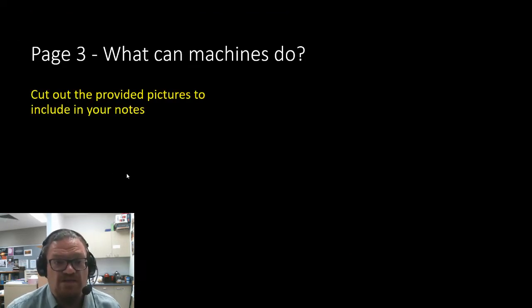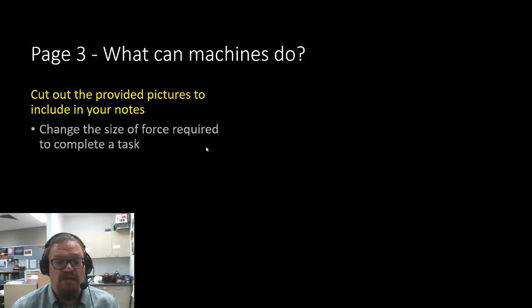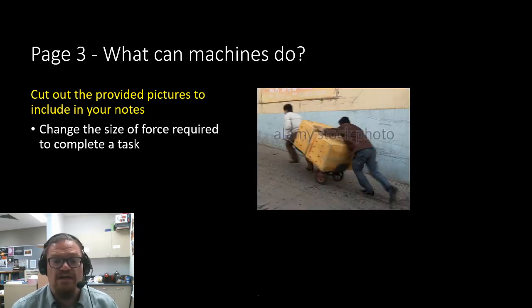In your notes, you've got a flap section that's got what can machines do. Let's have a look, and you need to collect some pictures to go into your notes here. The first thing a machine can do is change the size of a force required to complete a task. You can see these two guys are trying to pull this really heavy load up this inclined plane. There's a machine there making it a lot easier, because if they had to get it all the way up to the top of this blue section, it would be a lot harder to just lift it straight up. So instead they're pulling it up the side.